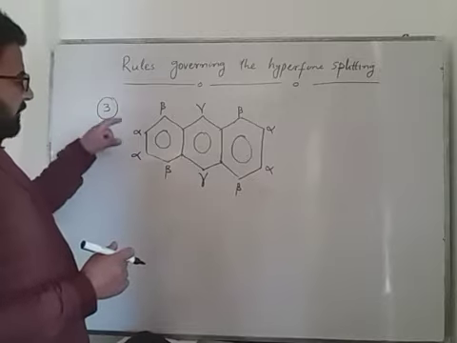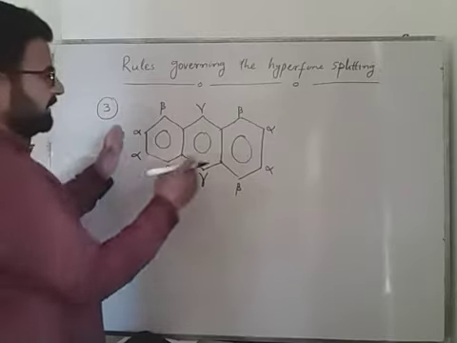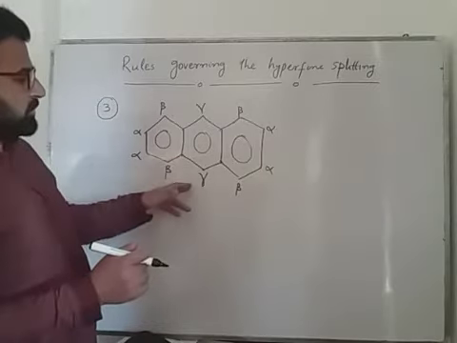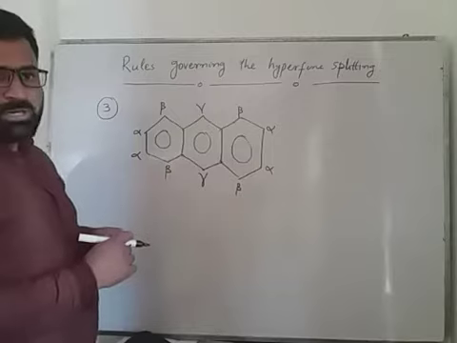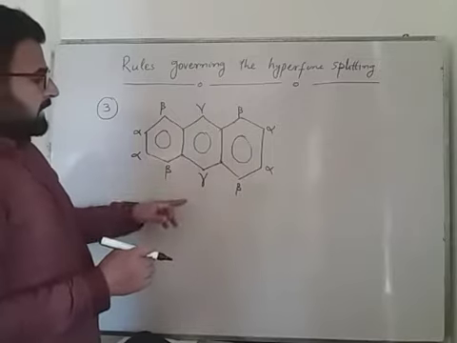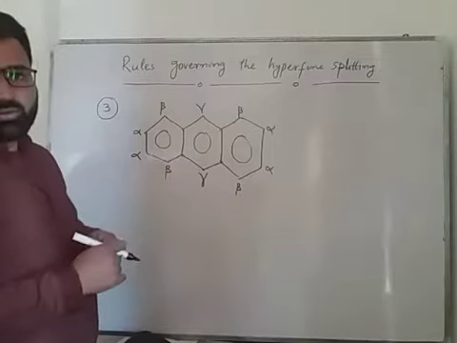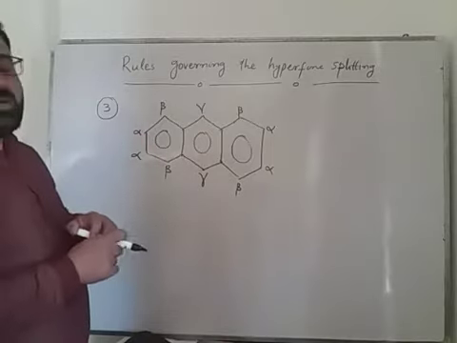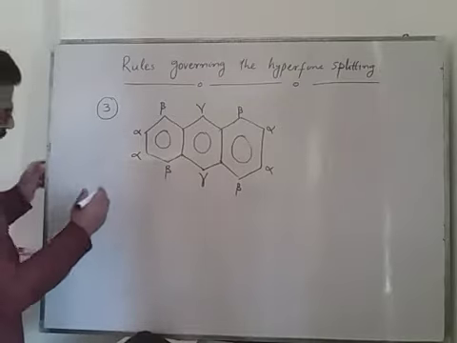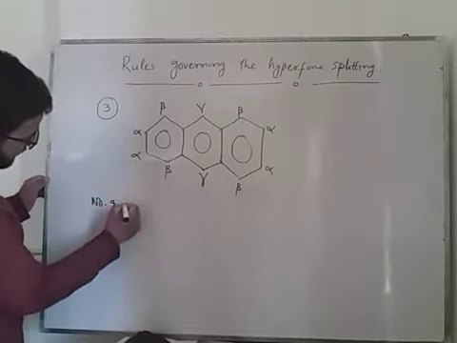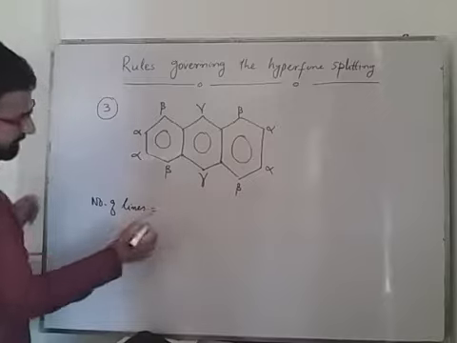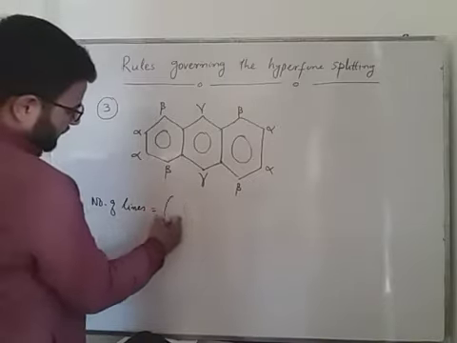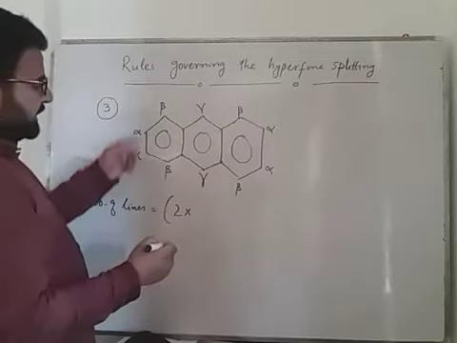One is alpha, they are 4 in number. The alpha set is 4 in number. The beta set also has 4 equivalent protons, and the gamma set has only 2 protons. So 3 sets are possible in case of the anthracene molecule. Here also the number of lines observed in the EPR spectrum of this kind of molecule will be equal to 2 into, firstly we will take the alpha set.